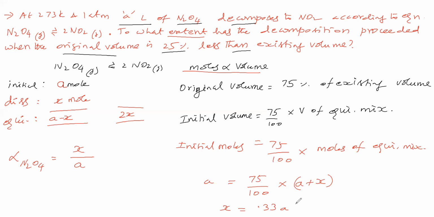We got X. Let us substitute here. X is equal to 0.33A, and since the denominator A is there, it equals 0.33. So 0.33 is called the degree of dissociation of N2O4.